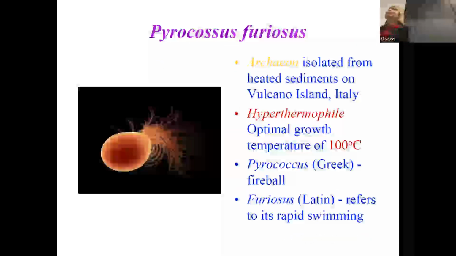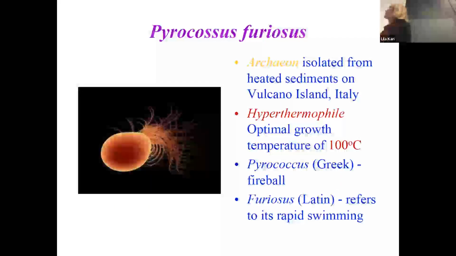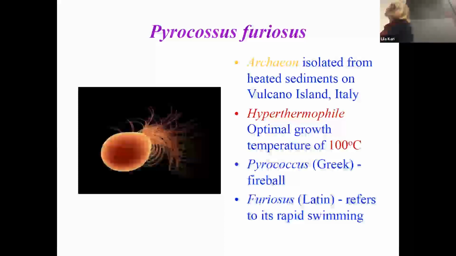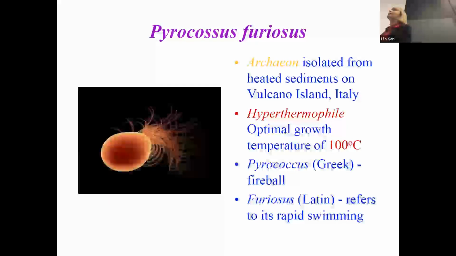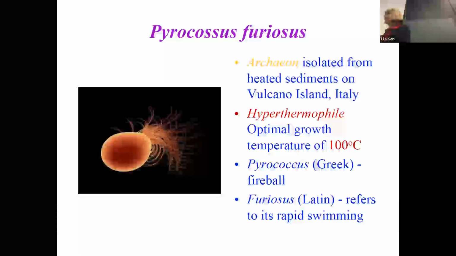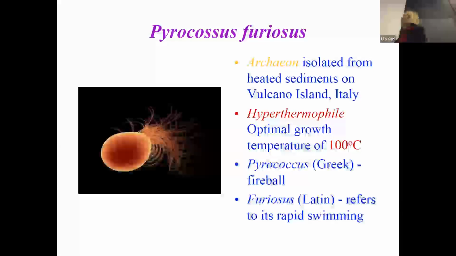And let me give you some examples of these folks. So this is my very favorite. This is Pyrococcus furiosus. Now, this is an archaeon isolated from heated sediments on Vulcano Island, so it was near a volcano in Italy. It's a hyperthermophile. Its optimal growth temperature is 100 degrees Celsius. And it's called Pyrococcus because it looks like a fireball, brightly colored. And furiosus, it swims furiously at over 100 degrees, with this rapid movement. So this is an example of an extremophile. Let me give you some others.